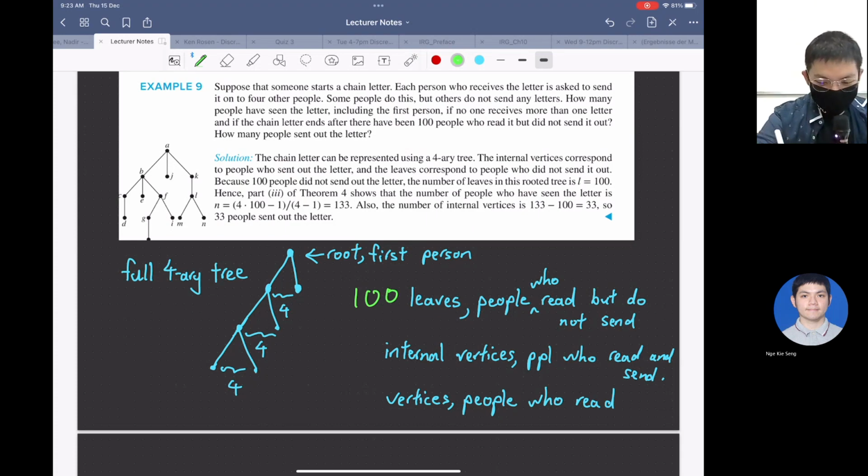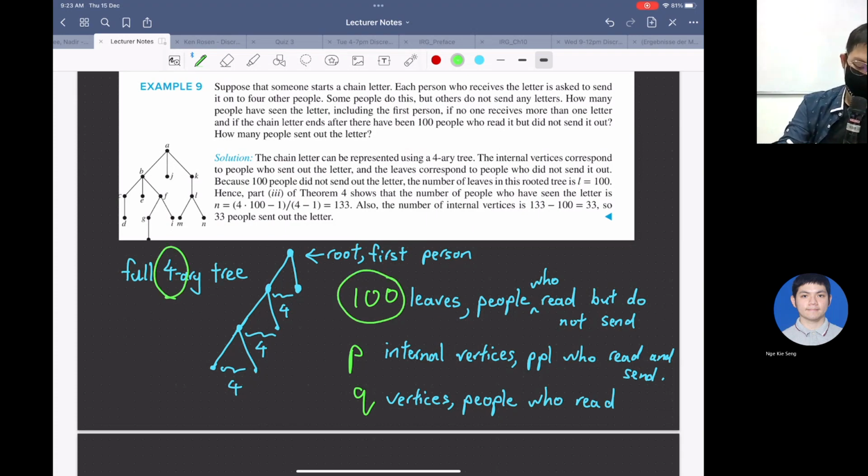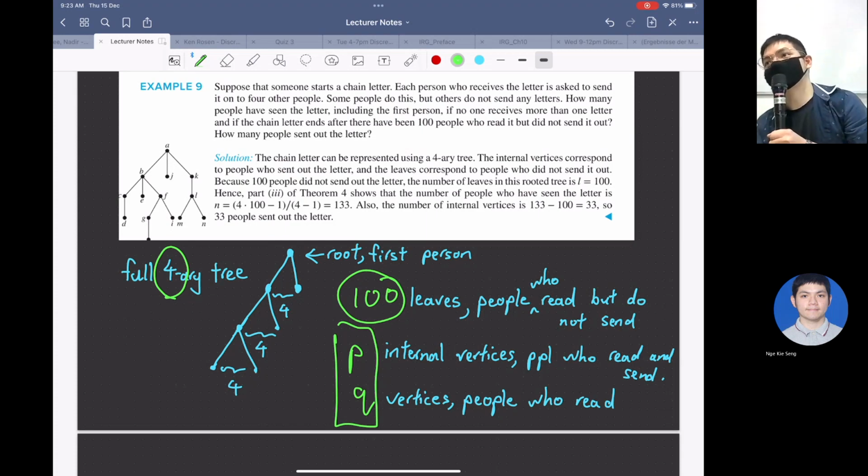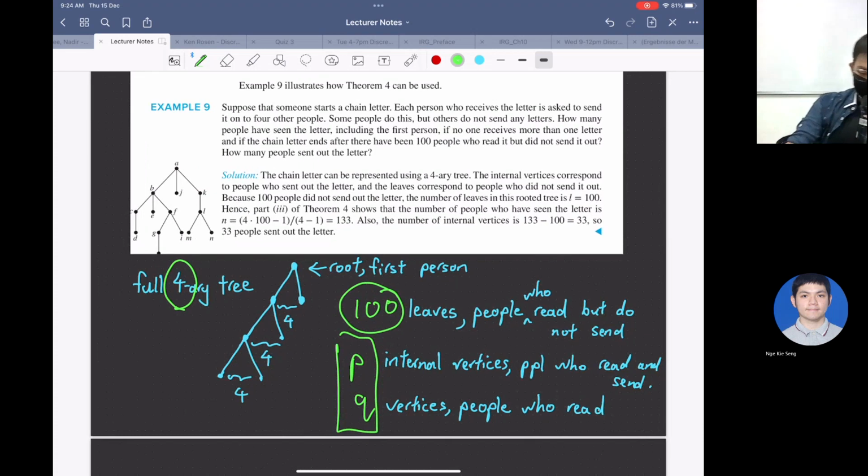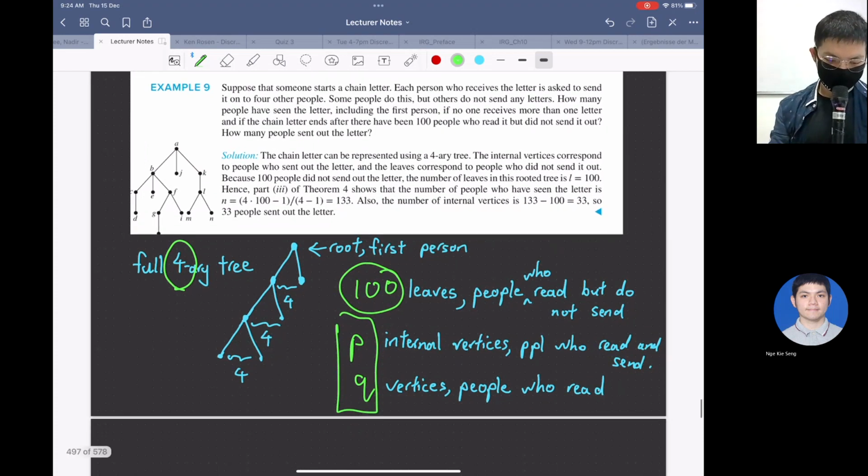And then how many people have seen it? So you are asked to find n. Don't use M, later you will confuse it. Use P and Q. So you have 4, you have 100, then you can figure out the other two numbers using the theorem. You can use the formula.